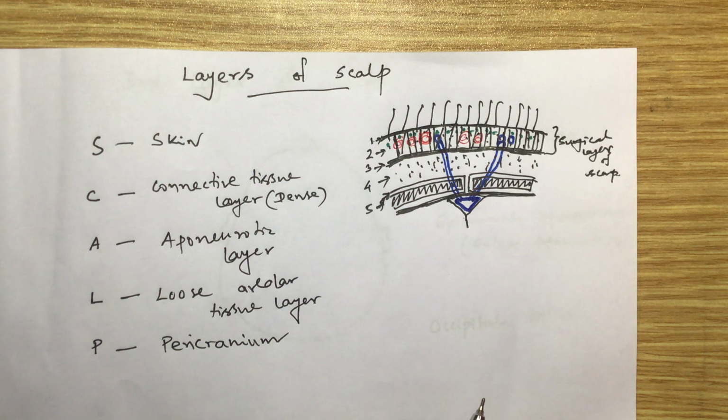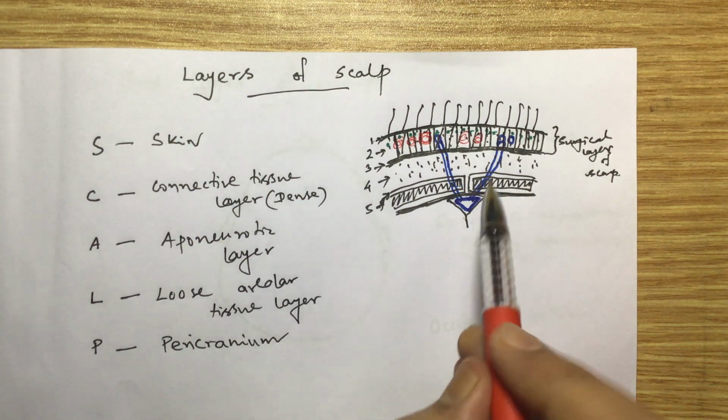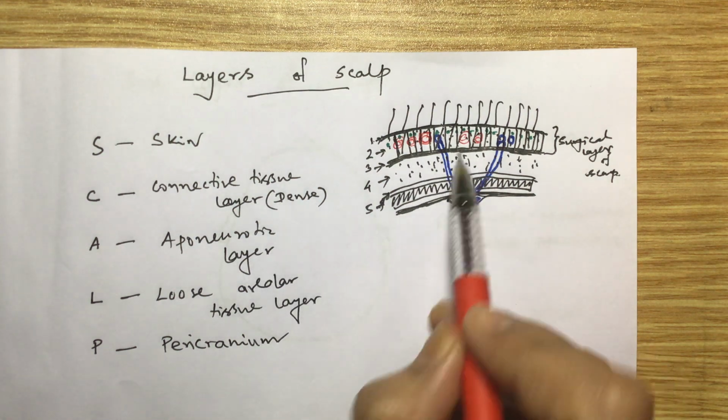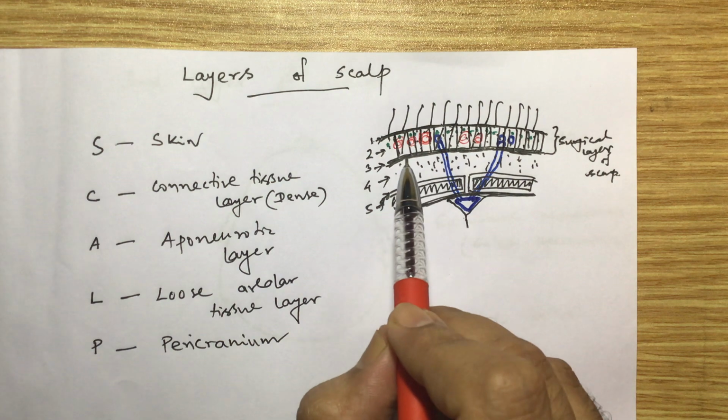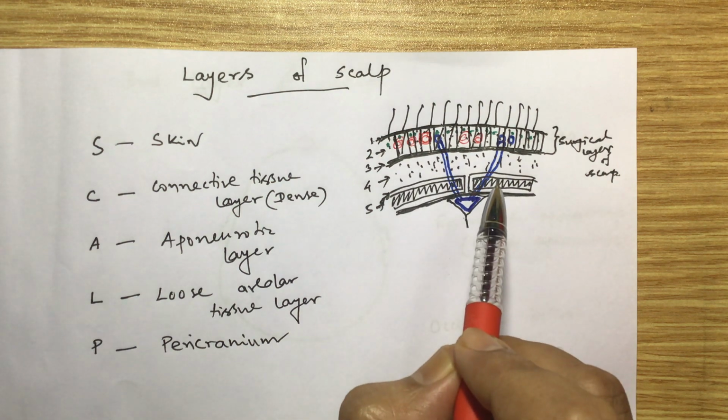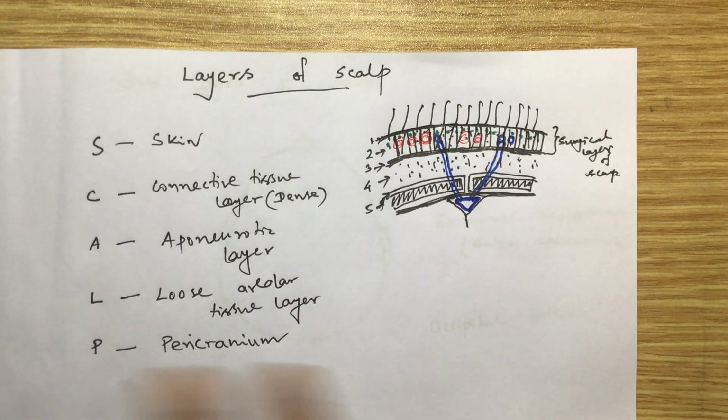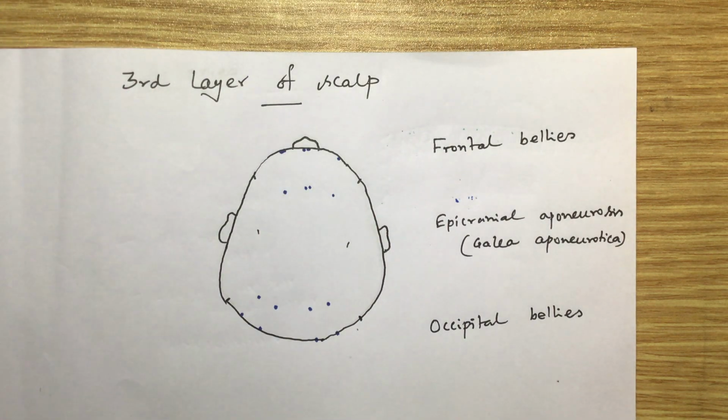Now about the aponeurotic layer. Basically, this aponeurotic layer not only contains the aponeurotic things, it also contains some muscles. What is that? Let me explain it going into another picture. It is the third layer of the scalp.